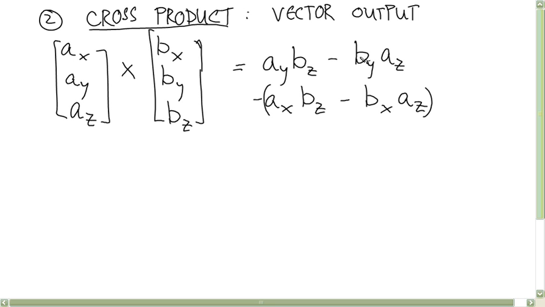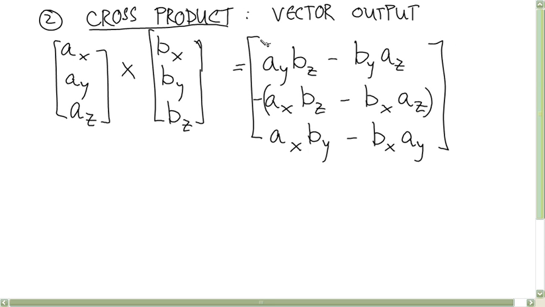The X component of the output has no X. It only has a Y and a Z. The Y component of the output doesn't have a Y. It just has an X and a Z. And the Z component doesn't have a Z. It just has an X and a Y. Okay, so there's the formula.